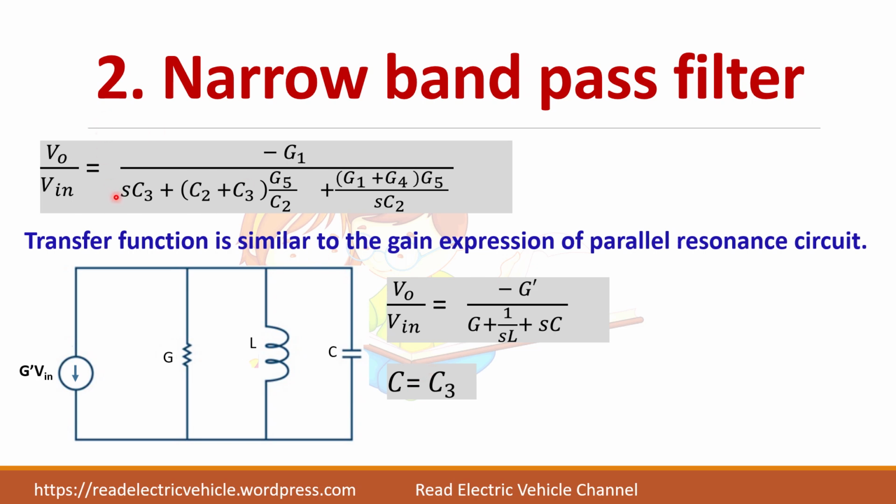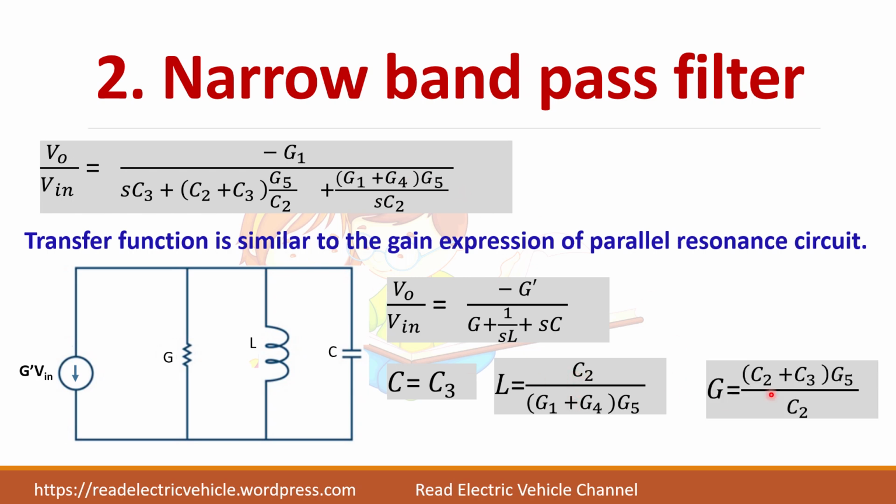So first if you see C3, here C is there. C is equal to C3. And for L, something divided by S is 1 by L. So here L is equal to C2 divided by G1 plus G4 into G5. Because L is in the denominator, C2 is coming in the numerator. And then G, G is this part. So we found what is C, L and G.